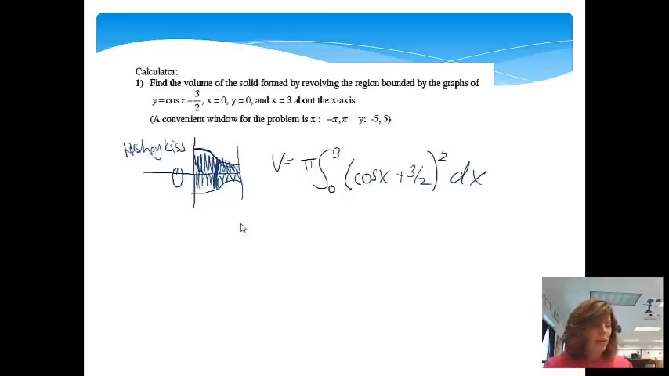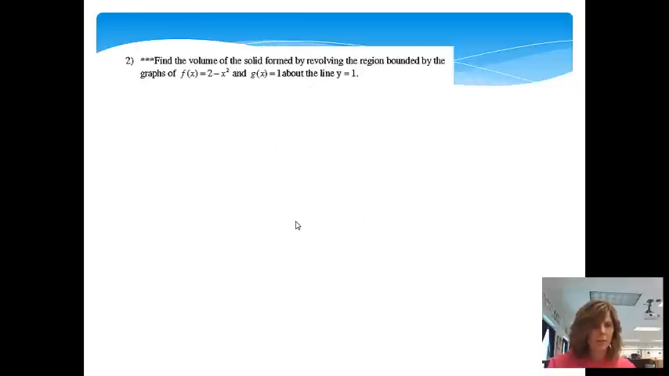And then from here, I will deem this one a calculator problem. So if you were to use your calculator, if you want to hit Math 9 right now, go ahead. When you do that, you should get a volume of 27.029. And that would be my formula.